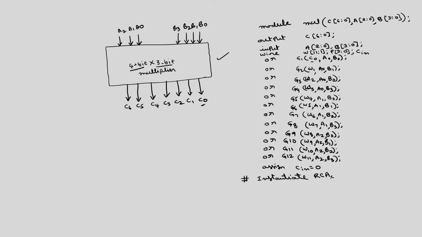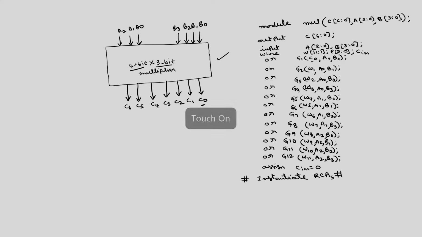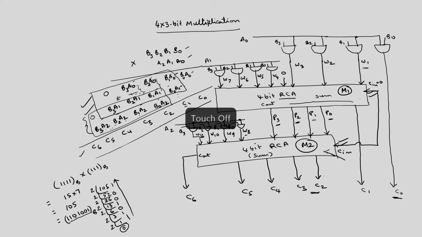Ripple carry adders. I will give this module as M1, similar to the previous example. This I will call as M2. For M1, what are the inputs? The name that I have given for the code of the RCA is 4-bit underscore RCA M1. So, what are the outputs and inputs of this? Outputs are P3, P2, P1, P0, and you will get of course the C out also. So, P3, P2, P1, P0.